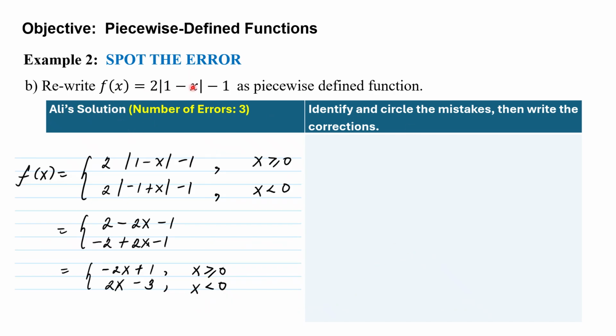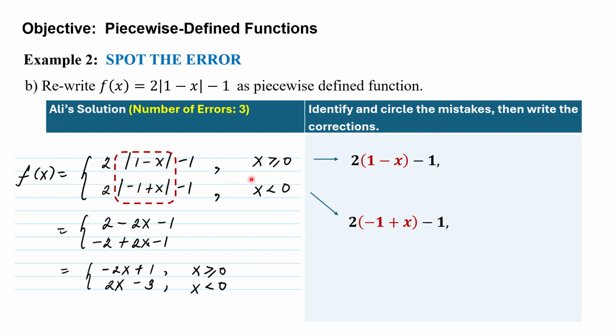Now for the last example of spot the error, let us rewrite this function as a piecewise defined function. And this is Ali's solution with 3 errors. Now if we recall, in the function with absolute value, we have to define this into equations. And with Ali's solution, it looks like the first error is in this part. Because when you define this absolute value, you do not need to write the absolute value anymore. So let us identify that this is the first error. And to correct this, we just change the absolute value to a parenthesis and create the same 2 equations.